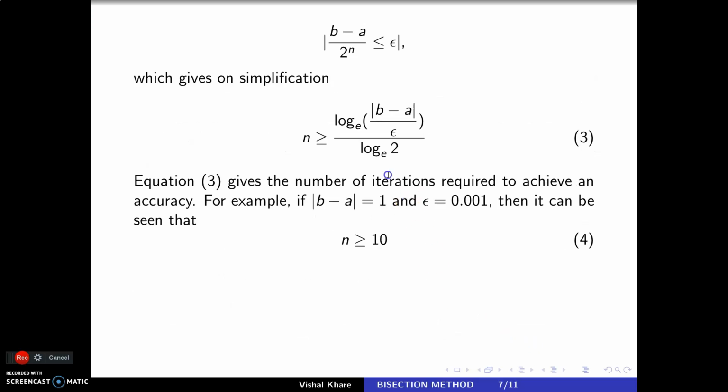We then have |b - a| / 2^n less than or equal to epsilon, which gives on simplification n is greater than or equal to log base e (|b - a| / epsilon) / log base e 2, meaning natural log. Equation 3 gives the number of iterations required to achieve an accuracy. For example, if |b - a| is equal to 1 and epsilon is equal to 0.001, then it can be seen that n is greater than or equal to 10.